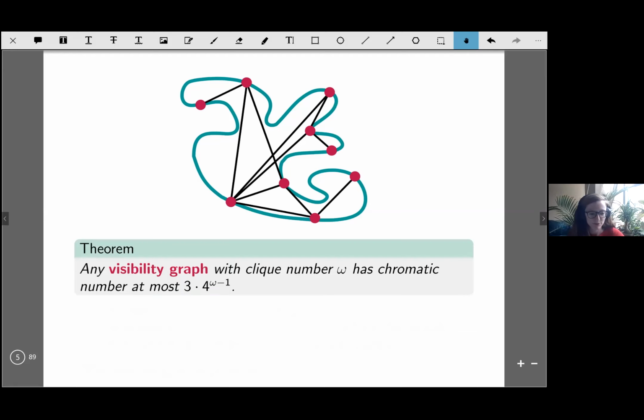And the theorem that we've proven is that any visibility graph with clique number omega has chromatic number at most 3 times 4 to the omega minus 1. So this is an approximate characterization theorem for the chromatic number of a visibility graph.